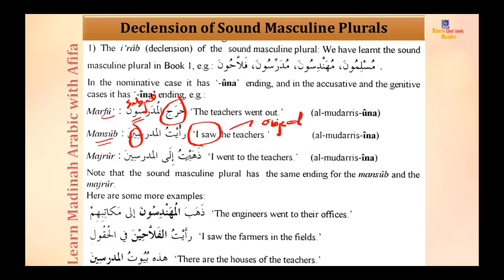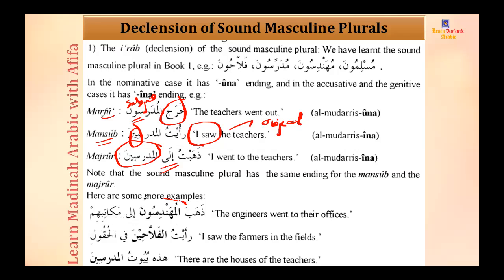Majroor. Dhahabtu ilal mudarrisina. I went to the teachers, right? So here, why is this in majroor state? Because of the ila. Ila is a preposition. We said if a preposition precedes a word, it puts it in the majroor case. So more examples. Dhahaba al-muhandisuna ila makatibihim.